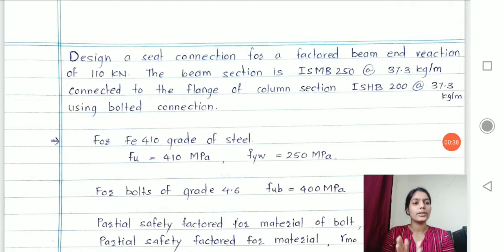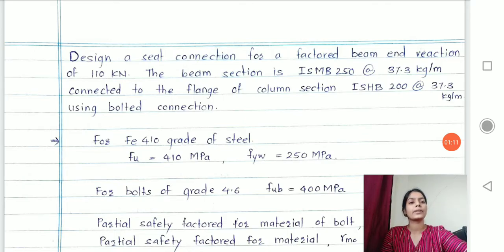Out of these two connections, we were solving problems for simple connections in the last few sessions. We have seen how to design a beam to beam connection. Now I am designing a seat connection today. What type of connection is a seat connection? It is where we connect a beam to the column with the help of a seat angle.